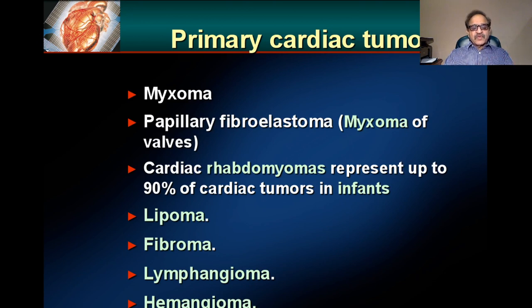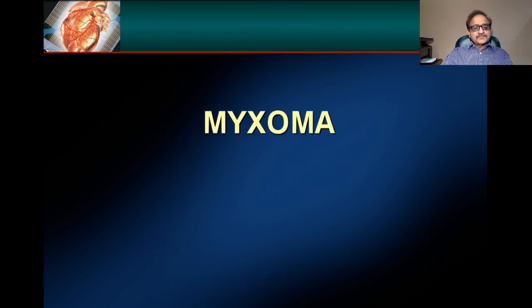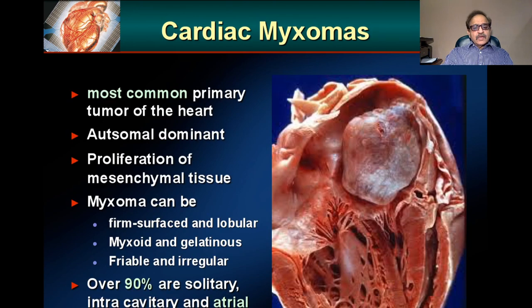But the commonest is cardiac myxoma, and I think that is the most important one, and we will discuss it in detail. Cardiac myxoma is the most common primary cardiac tumor. It's autosomal dominant, and it's the proliferation of the mesenchymal tissue of the heart.